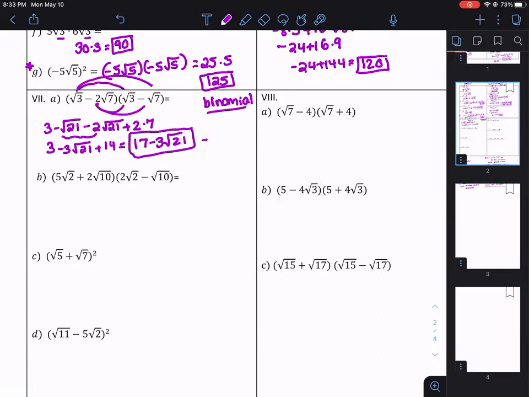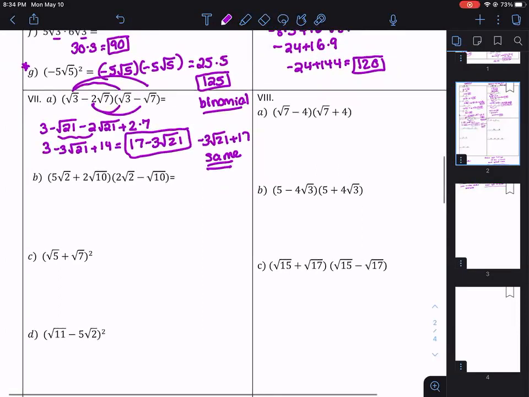If you write your answer as negative 3 radical 21 plus 17, it is the same answer. It's just in an opposite order, so you are allowed to do that. Just be on the lookout for your answer choices. For letter B, same deal. Let me just kind of switch up the colors a little so it doesn't all mishmash together.